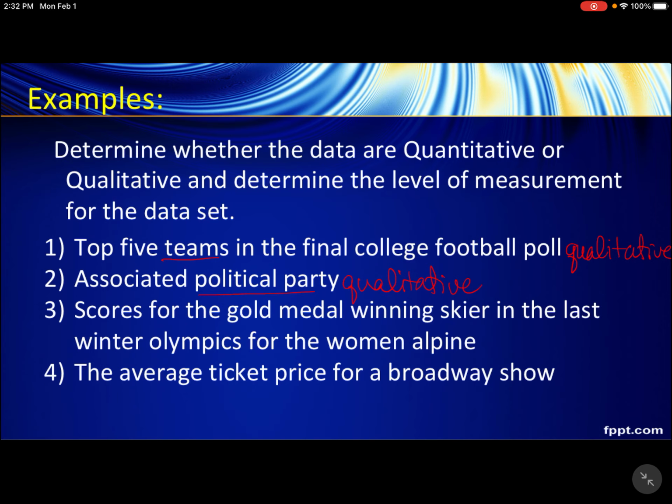Scores would be quantitative, because it would make sense to take the average score. And then the average ticket price would also be quantitative.